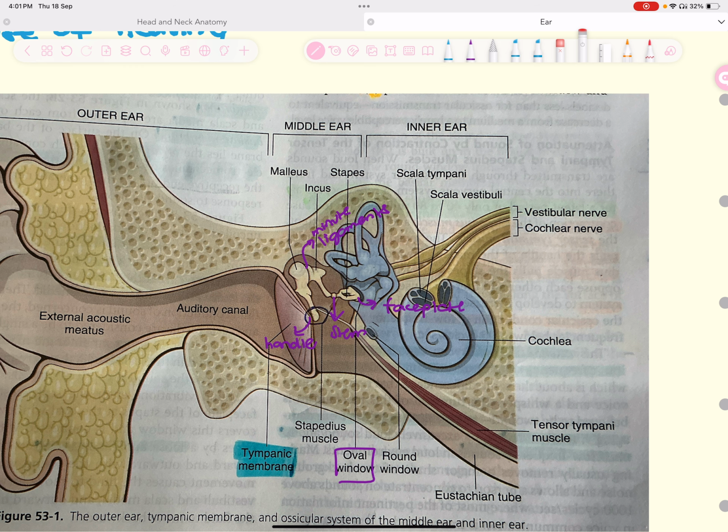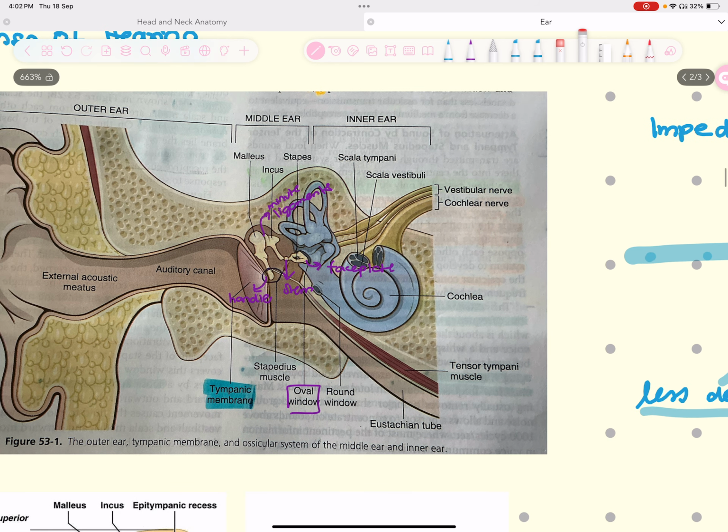And the third was the lever action. I told you this entire point acts as a lever, and this is the fulcrum. So when this entire thing is working together, there's a lot of force. So that's how the pressure increases, right? So that's about impedance matching. The tympanic membrane and ossicular system provide impedance matching between the sound waves in air and the sound vibrations in the fluid.